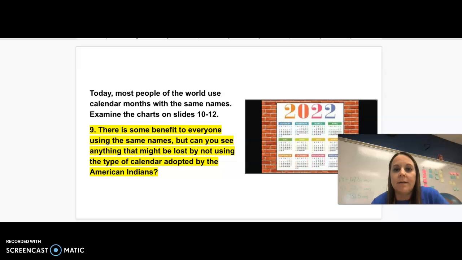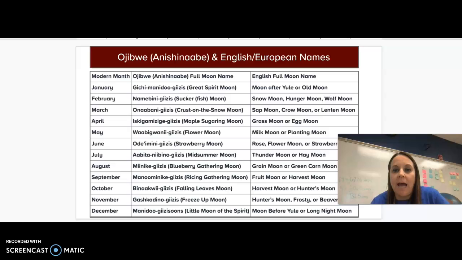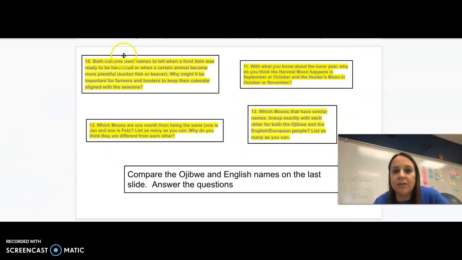Then you're going to answer question number 9. And then this last one is going to help you with questions 10 through 13. This has the Ojibwe name and the English name. You're looking and comparing those and seeing what you notice. And then you'll answer questions 10 through 13. Do your best on these.